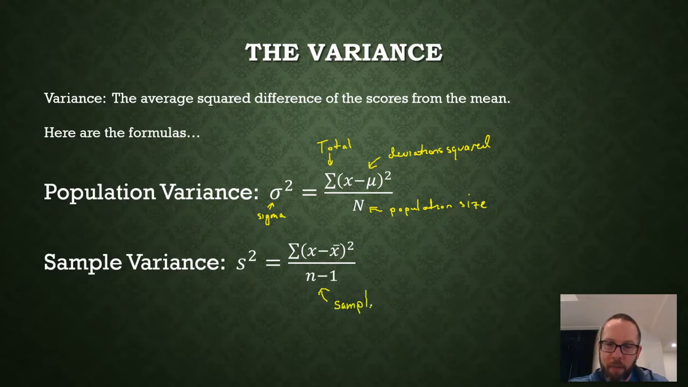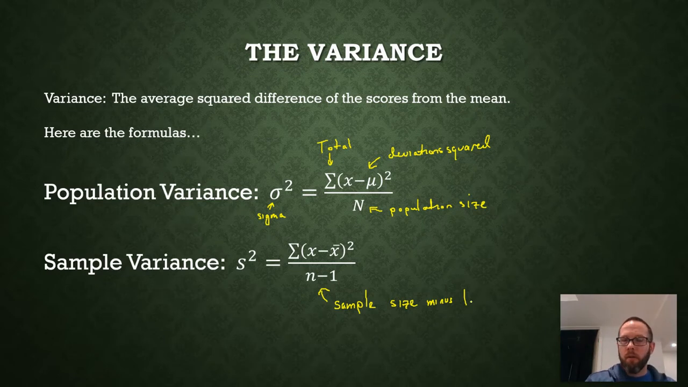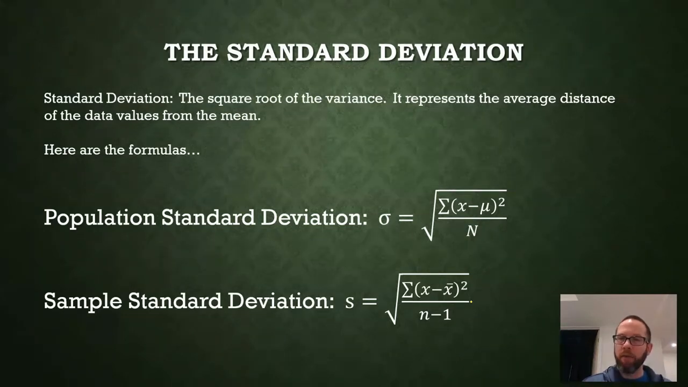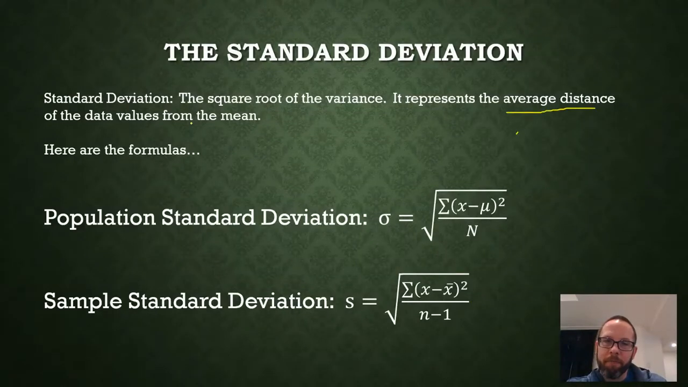The sample size minus 1. So this gives us something more meaningful. And the meat and potatoes of today is the standard deviation. If you square root the variance, that's what the standard deviation is. What you get is the average distance of data values from the mean. So we square the deviations, we average those squares, and then when we square root to undo that squaring, what we get is an average distance or an average deviation from the mean.